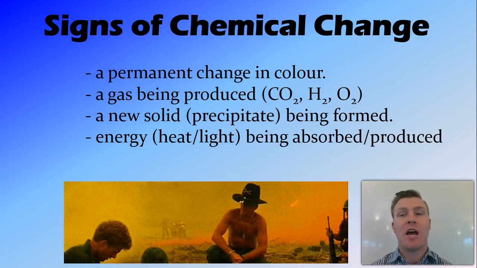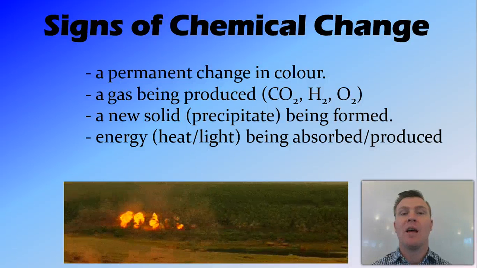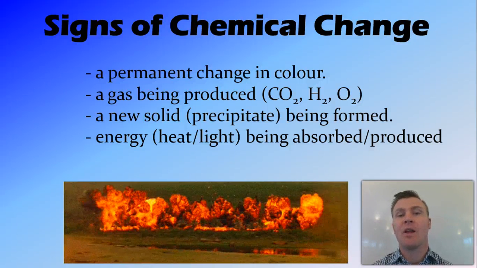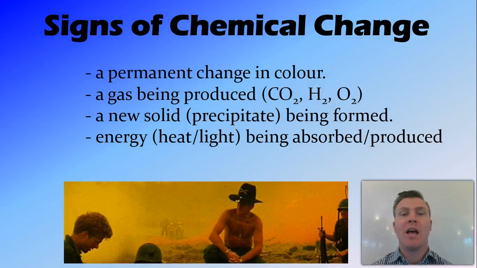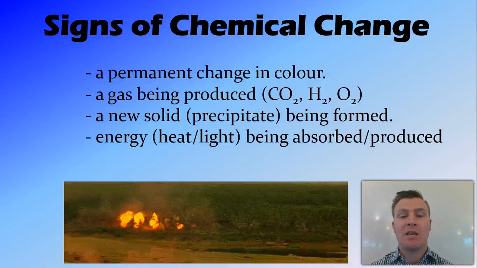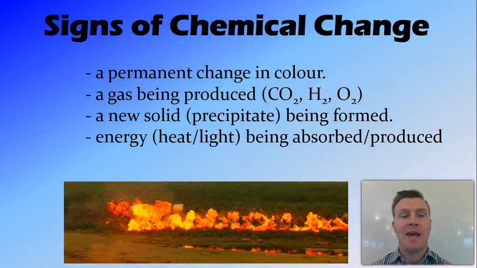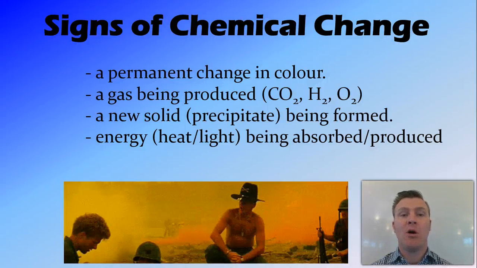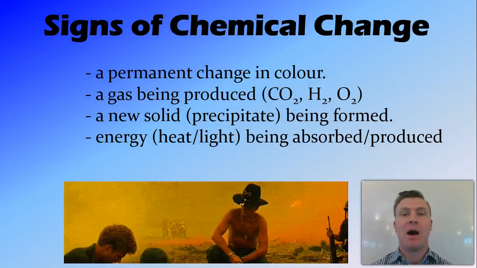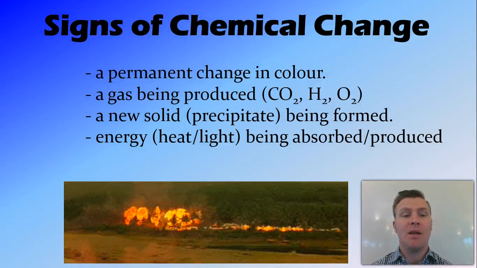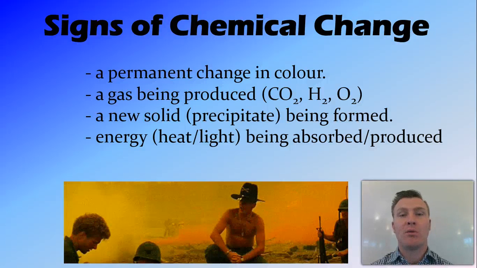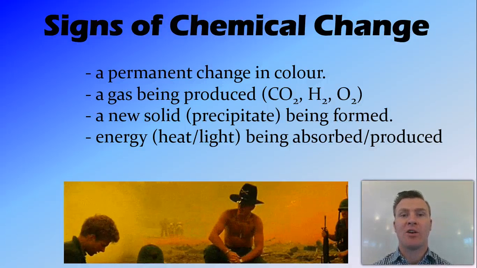Some of the signs that a chemical change has occurred are a permanent change in color, a gas being produced, and often those gases are carbon dioxide, hydrogen, or oxygen, a new solid or precipitate being formed, and energy in either the form of heat or light being absorbed or produced. So if we think back to the combustion reaction, and if you've maybe had a campfire, you'll notice that the wood has a permanent color change. It goes from brown to black. You don't notice a gas being produced as part of the reaction. However, one of the big things when you burn something is that energy in the form of both heat and light is being produced. So therefore, there's 3 good signs that a chemical change has occurred.